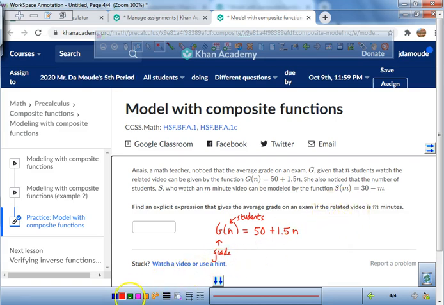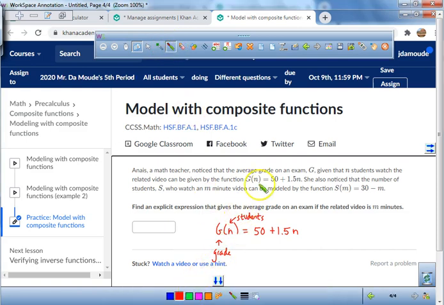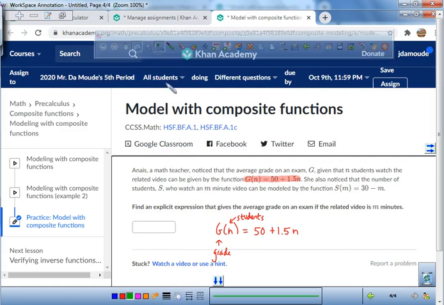And then we also have another function. So I've highlighted this function right here. Oh, this is a female teacher, so my apologies. It says she also knows that the number of students S, so put S of M. S represents the students in this function who watched an M-minute video can be modeled by S of M. So M now equals minutes, by 30 minus M.